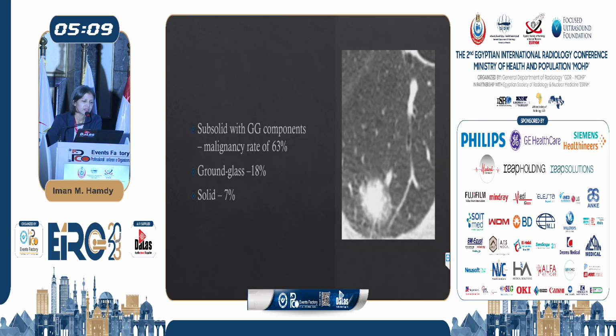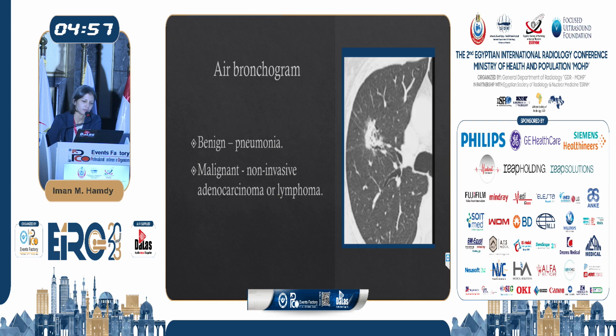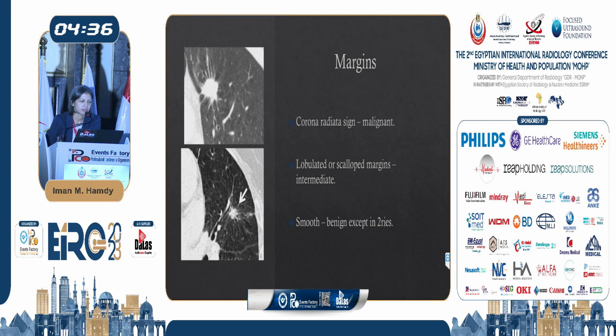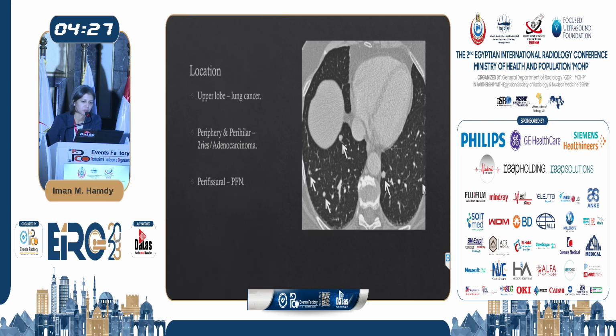The rate of malignancy in the subsolid with ground glass components is 63%, in the ground glass 18%, and in the solid 7%. So the ground glass component is very tricky. Another feature is the air bronchogram, which we usually see in the benign lesions as pneumonia. However, we can see it also in non-invasive adenocarcinoma or lymphoma. Calcification pattern is eccentric or amorphous. And the margins, as we all know, is the speculated margins or the corona radiata. And as we said before, the smooth ones are only in metastatic deposits.